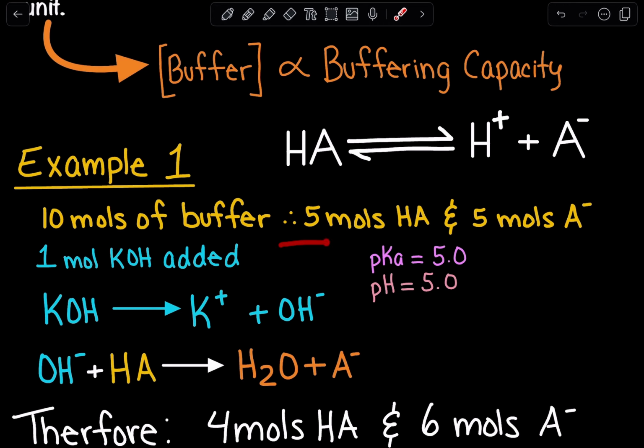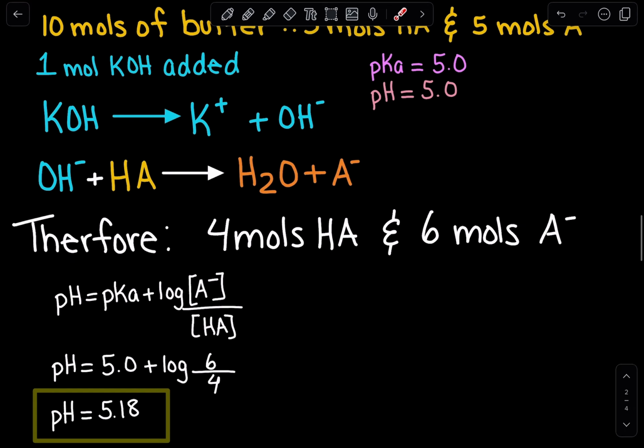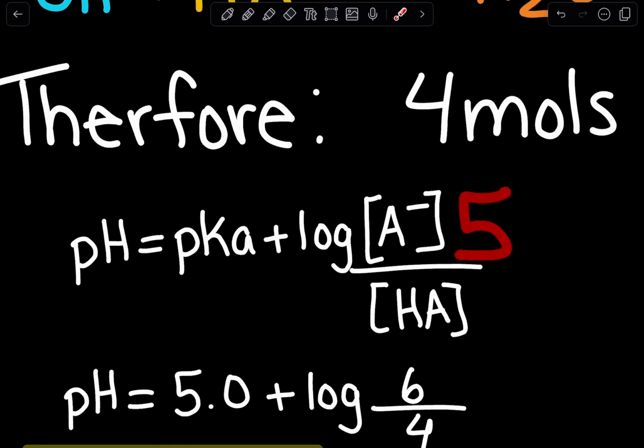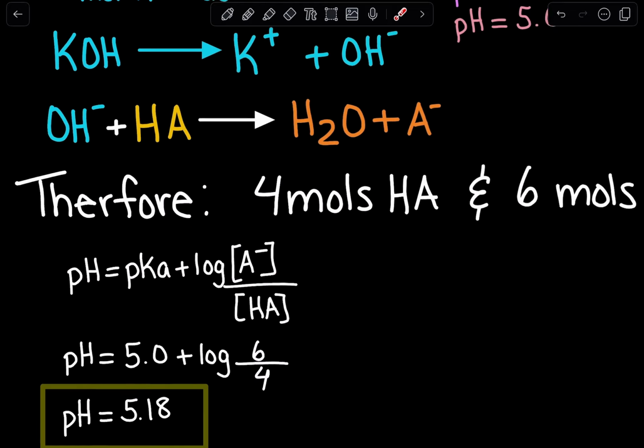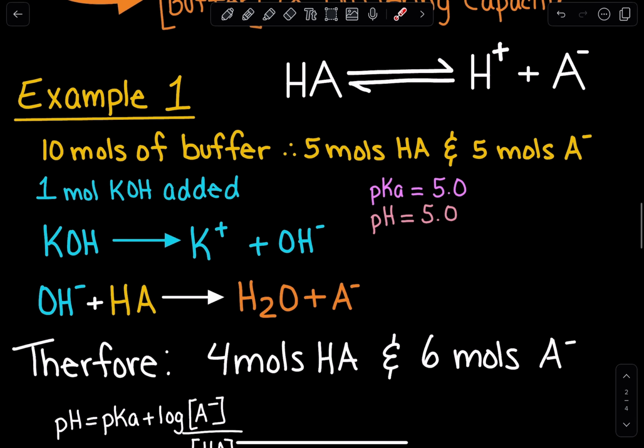When our conjugate base and our weak acid exist in equal concentrations, the pKa of the buffer will be equal to the pH. Why is that? Let's take a look at the Henderson-Hasselbalch equation. If I have 5 moles of A minus and I have 5 moles of HA, 5 divided by 5 gives me 1, and the log of 1 is equal to 0. So this component is all 0, thus the pKa will equal the pH. So for this example, when we have equal concentrations of HA and A minus, our pH is equal to our pKa, and the value for both is 5.